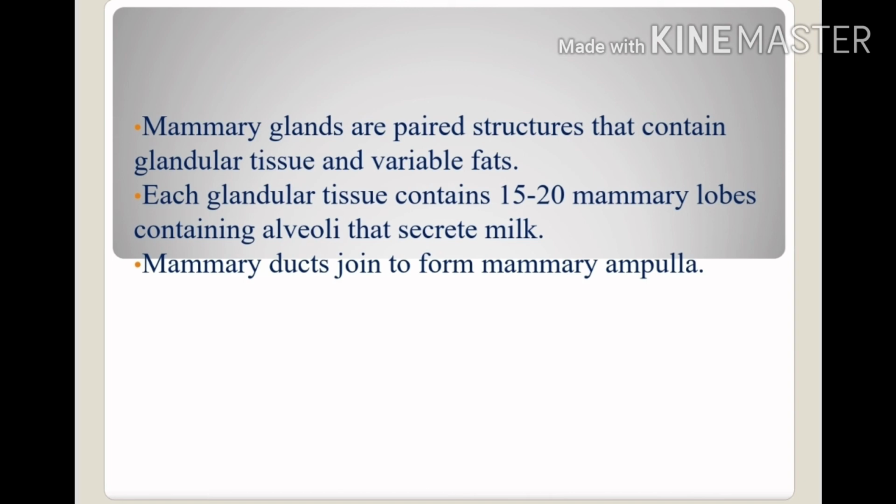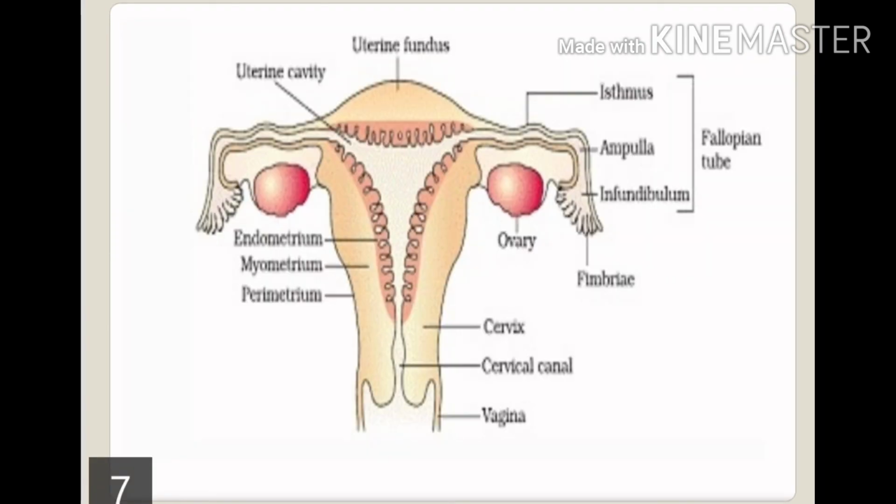Mammary glands are also secondary sex organs of the female. Usually in mammals, the mammary glands are paired structures that contain glandular tissue and variable fats. Each glandular tissue contains 15 to 20 mammary lobes containing the alveoli that help to secrete milk. Mammary ducts join to form a mammary ampulla. So here is the overall structure of the female reproductive system and the labeling of the different parts of it.